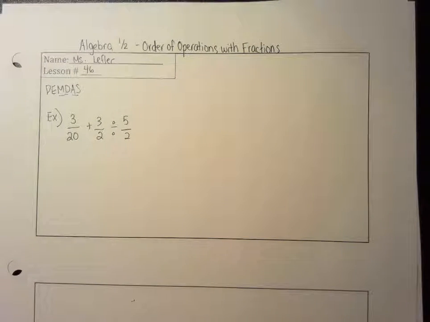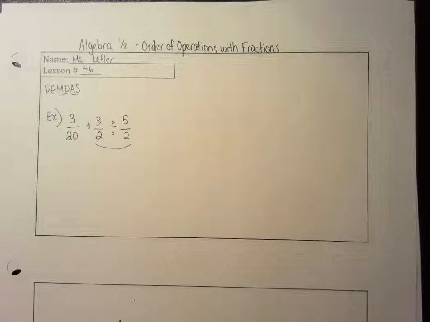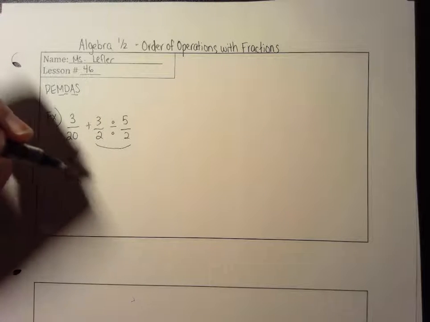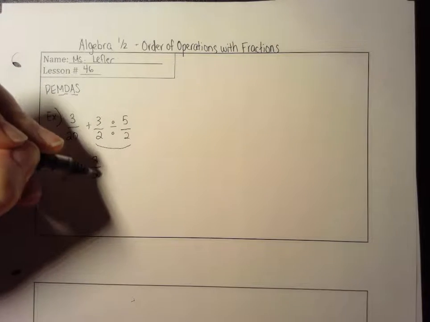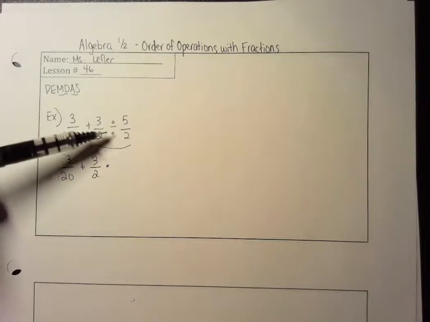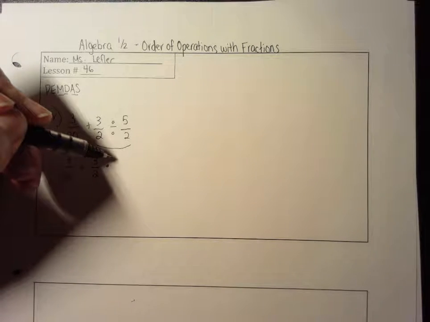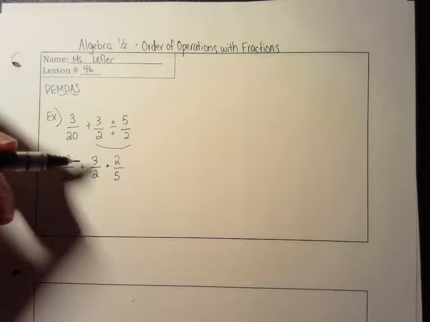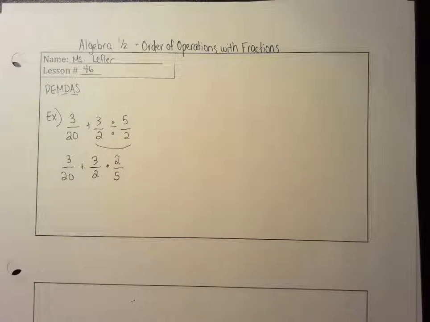So how to do this, when we're dividing fractions, we have to multiply by the reciprocal of the second fraction. So I'm going to rewrite my expression with 3 over 20 plus 3 over 2. But now instead of the division sign, I'm going to write a multiplication sign, and I'm going to flip this last fraction, 5 over 2, to make it 2 over 5. And then I'm going to go ahead and evaluate that first. I'm going to put it in parentheses just to remind myself that I'll evaluate that first.